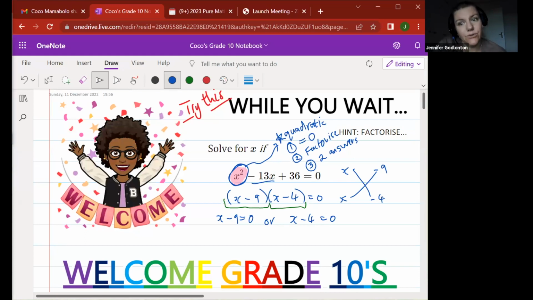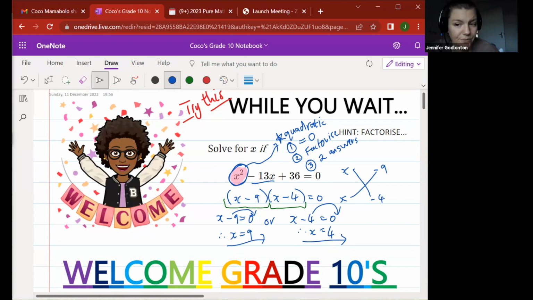So we've got our two different answers. So that's point 3 that I was talking about. Now it's just a normal linear equation. So we move that 9 over. So therefore, x is equal to 9. Move that negative 4 over, or x is equal to 4. And so those would be our two answers.